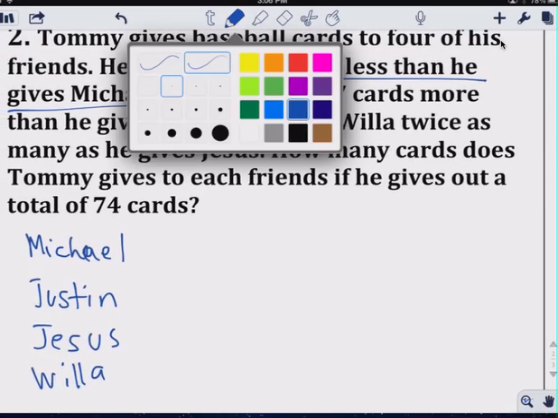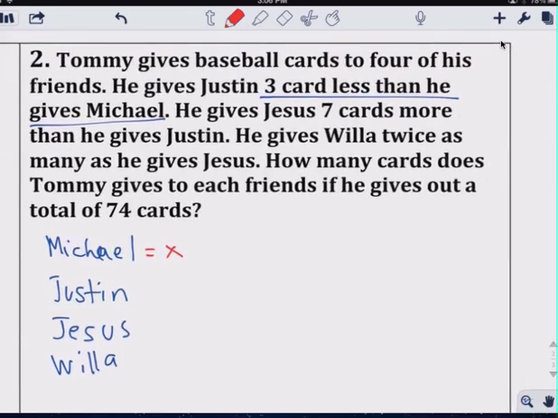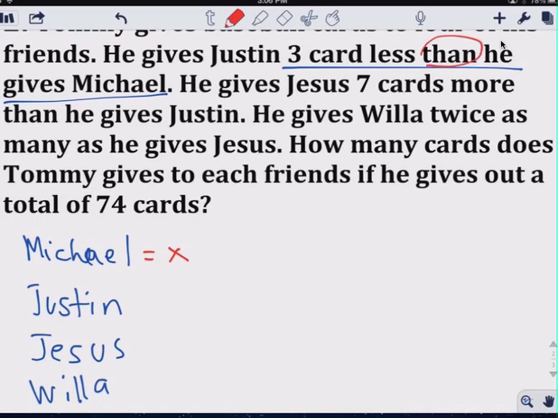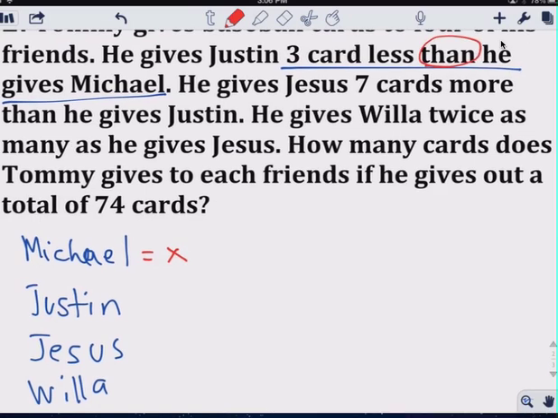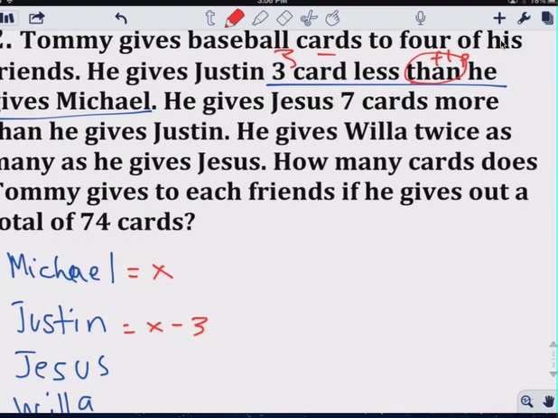We don't know anything about Michael, so Michael gets the X. Justin is 3 cards less than X, so X minus 3, that's Michael minus 3. Jesus is 7 cards more. More is plus, then we flip. So Jesus, it's plus 3.